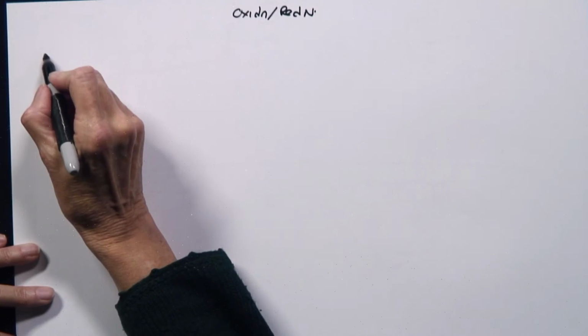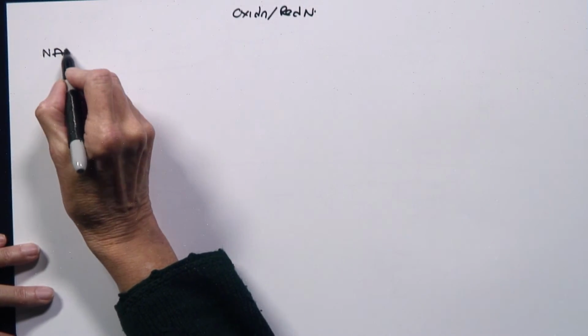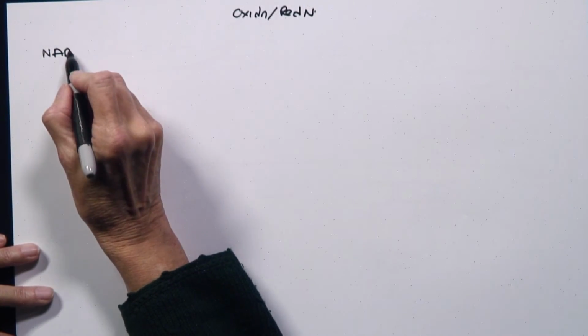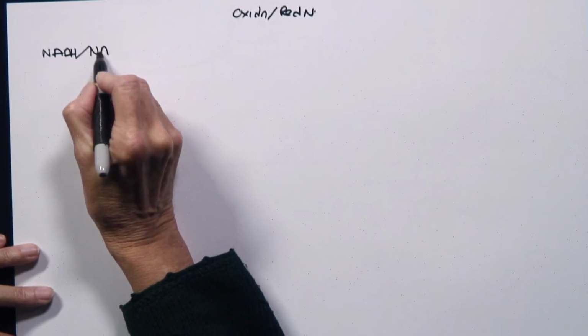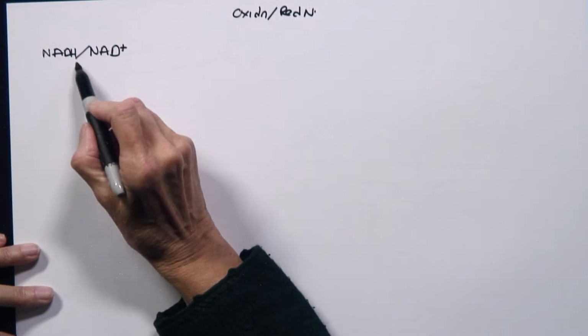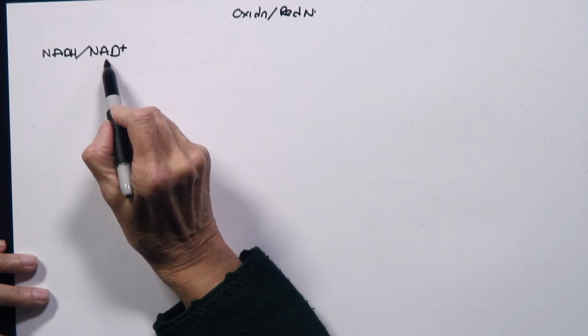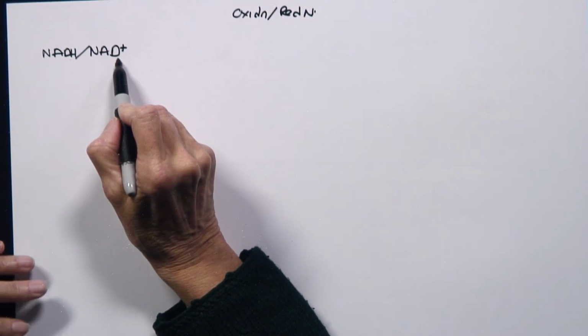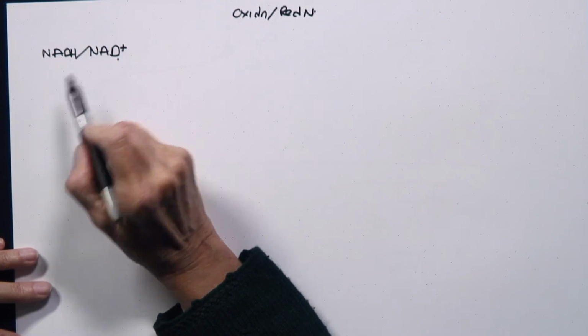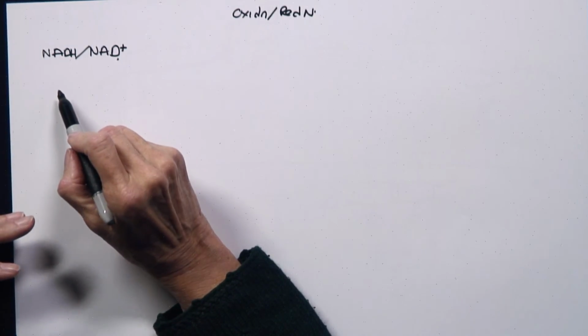Okay, so the first cofactor comes from niacin, and it is nicotinamide adenine dinucleotide in the reduced state, NADH, or nicotinamide adenine dinucleotide in the oxidized state, NAD+. And as with all cofactors, the vitamins are a precursor to the cofactor, and they have to be converted inside the cell to the active form of the cofactor.